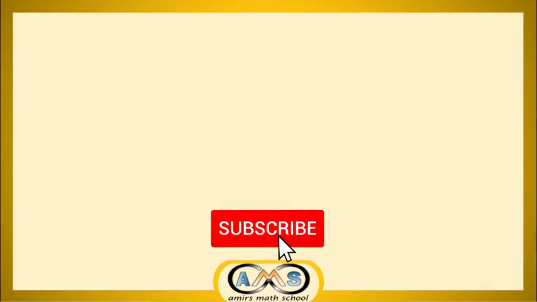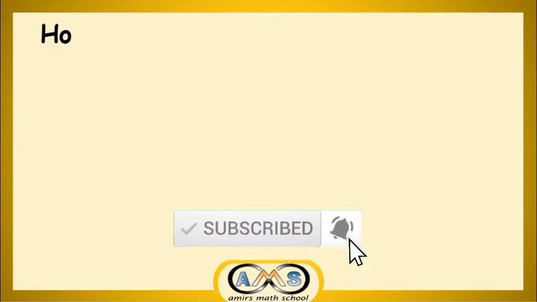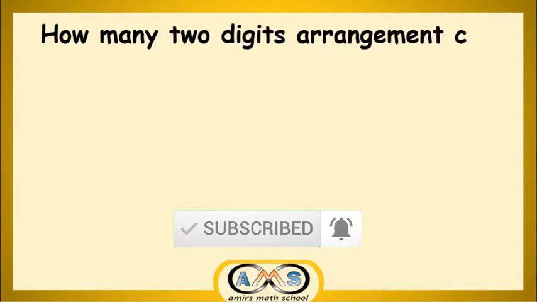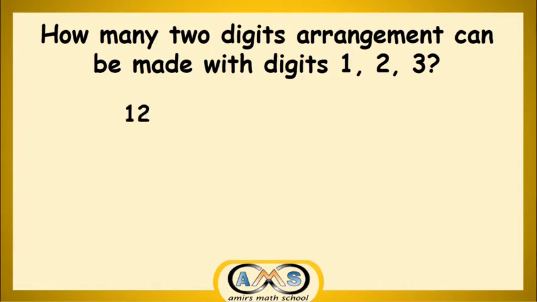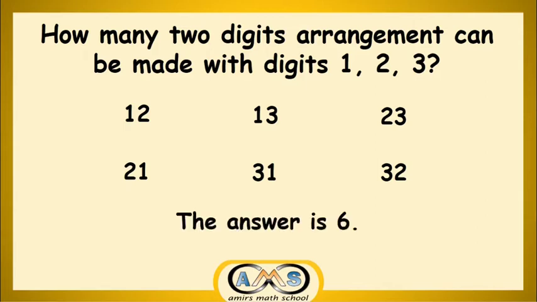Now let's start the main discussion with the question: how many two-digit arrangements can be made with digits 1, 2 and 3? Let's start the arrangement. That is, the arrangements are 1, 2; 2, 1; 1, 3; 3, 1; 2, 3 and 3, 2. Here we just arrange two digits from these three digits 1, 2 and 3. So the result is 6.